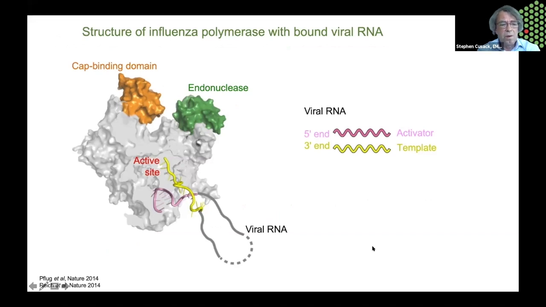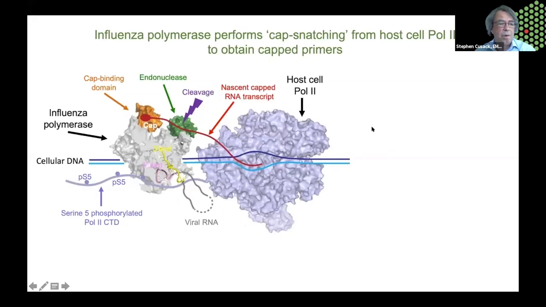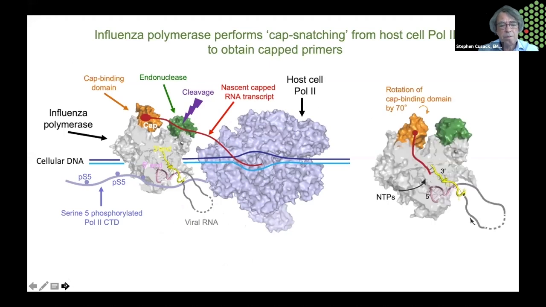But on top are shown these two extra domains called the cap binding domain and the endonuclease. The next slide. These are used in snatching capped RNAs from the host cell polymerase II. I remind you, this is happening in the nucleus of the infected cell. The viral polymerase binds to the host Pol II, which is churning out capped RNA transcripts. And these are bound by the cap binding domain of the viral polymerase and cleaved by its endonuclease, giving this red capped primer, which is then rotated into the active site to initiate transcription, as I showed you in the previous slide.